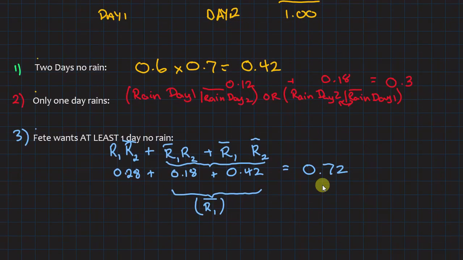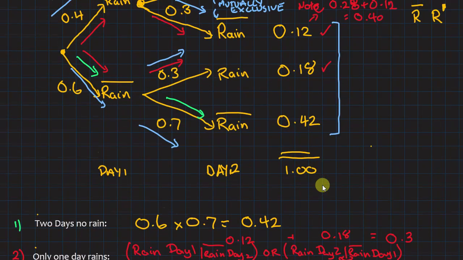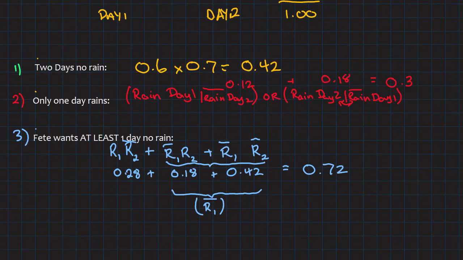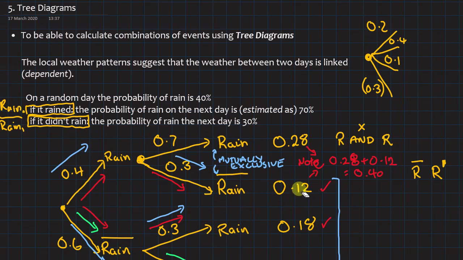I've got a probability wrong somewhere. I'll put the 0.28, not the 0.12 here. This is 0.12.